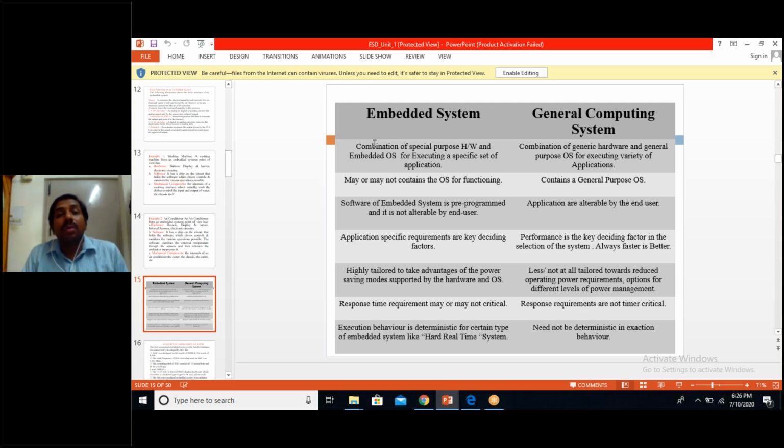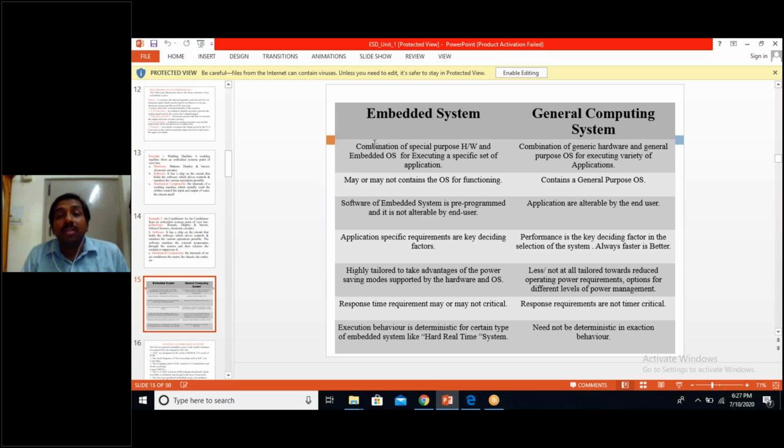So coming to embedded system, as we have understood, embedded system is a combination of hardware and software, and it is doing a specific task. So we are going to compare this with general computing system. What is a general computing system? Embedded system is a hardware and software combination. Similarly, a general computer system is also a combination, but the difference is embedded system is having special purpose hardware, and the OS is also an embedded OS doing a specific set of applications.